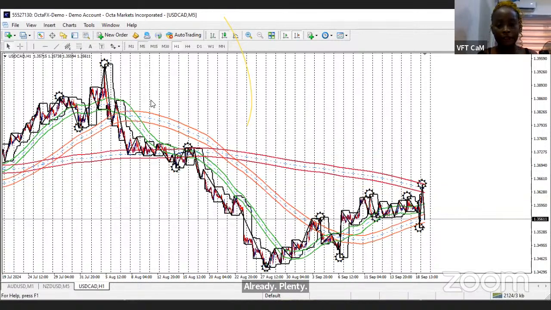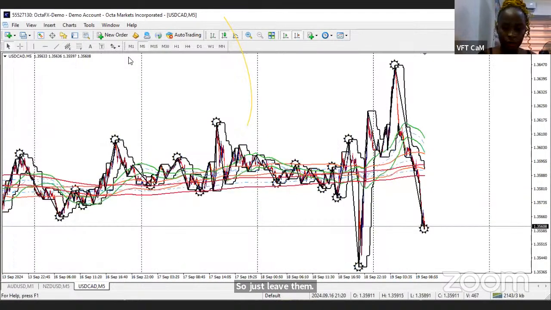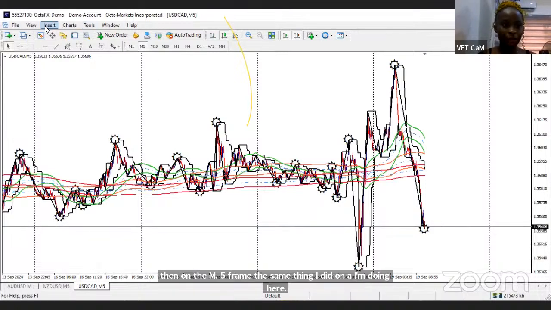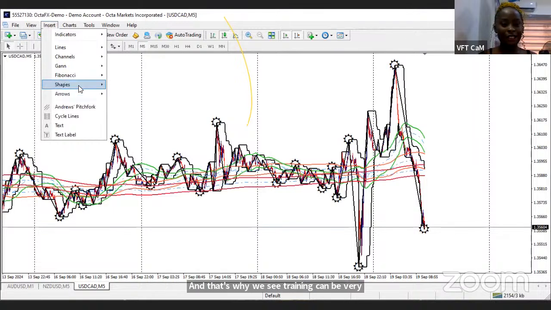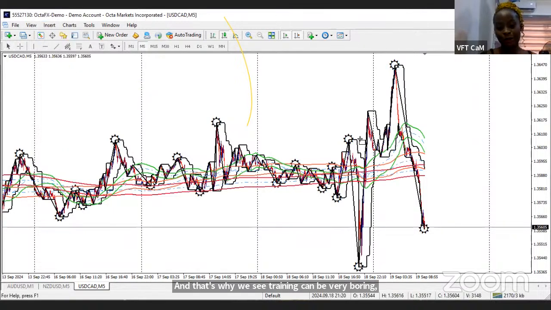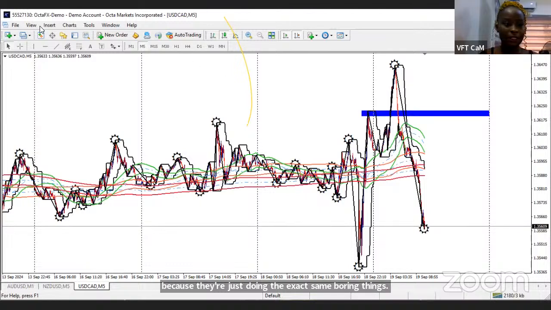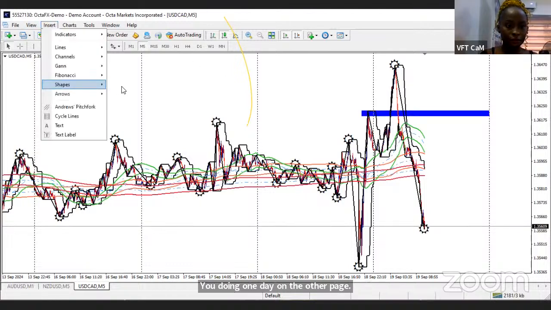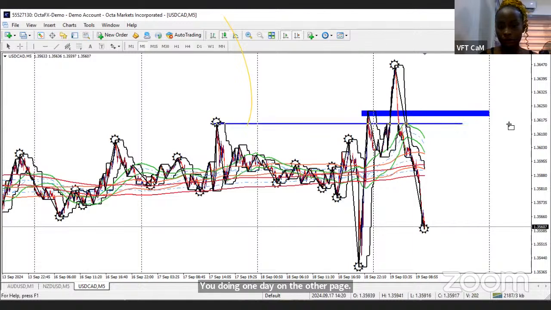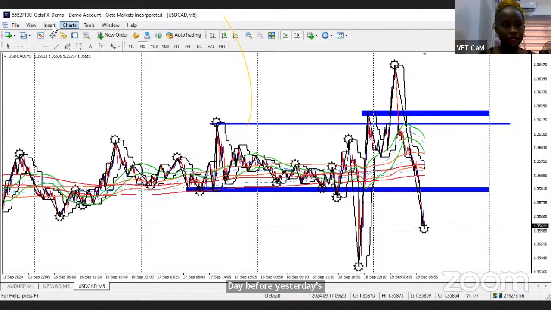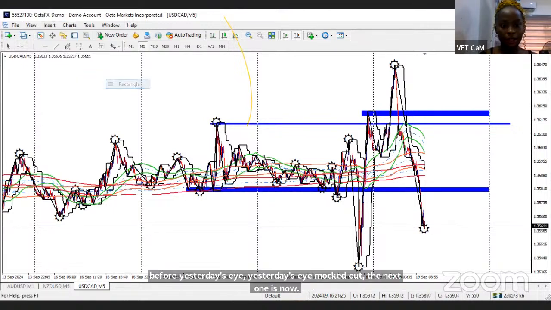And then on the M5 time frame, the same thing I did on AU and NU, I'm doing here. And that's why I always say trading can be very boring, because you're just doing the exact same boring things you do on one pair on the other pairs. So this day before yesterday's high marked out. The next one is now day before yesterday's low, the final one being yesterday's low.